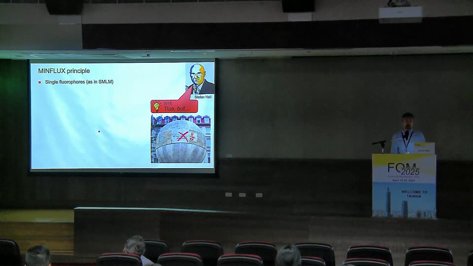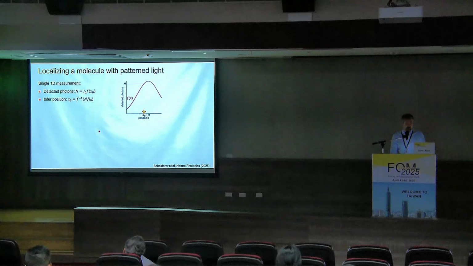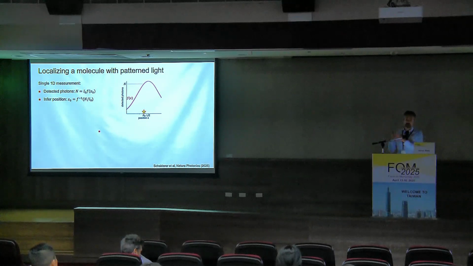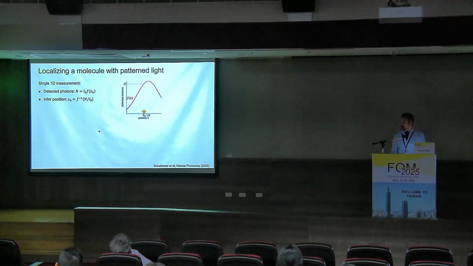So before I tell you precisely how MINFLUX works, let's look at a very simple one-dimensional example and a task where we want to determine the position of a single fluorophore by probing it with one beam of light, a pattern beam of light, for instance, a focused laser beam as in a confocal microscope. We park the laser beam somewhere in the vicinity of the fluorophore and now want to know where the fluorophore is. How can we do this?